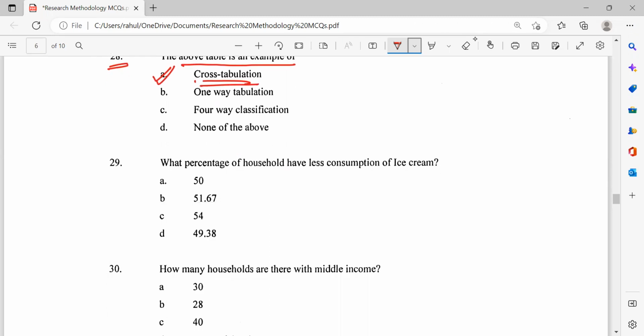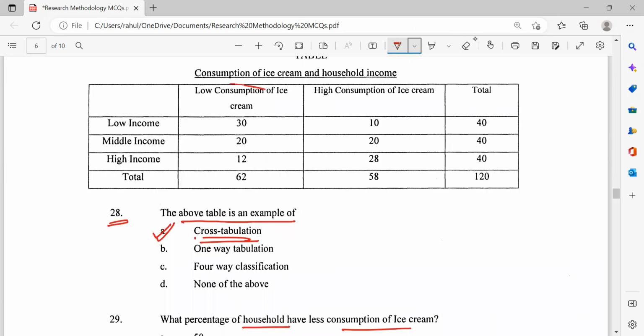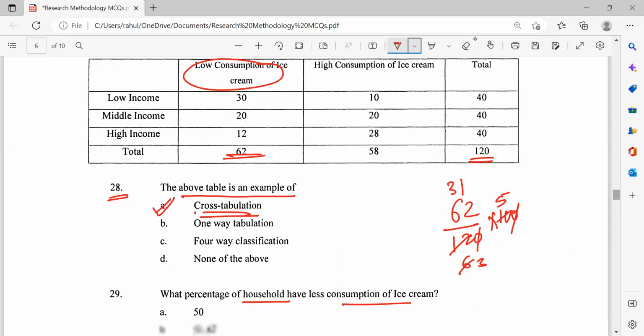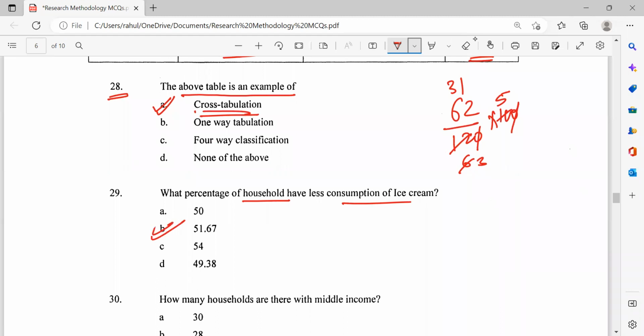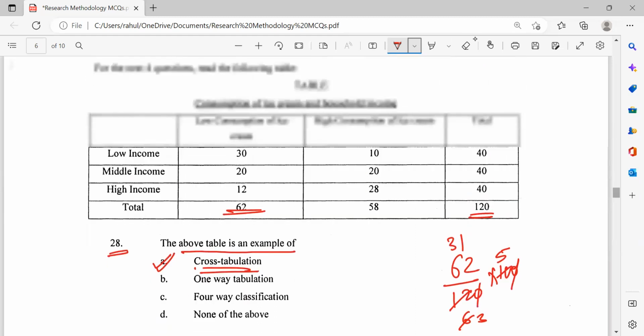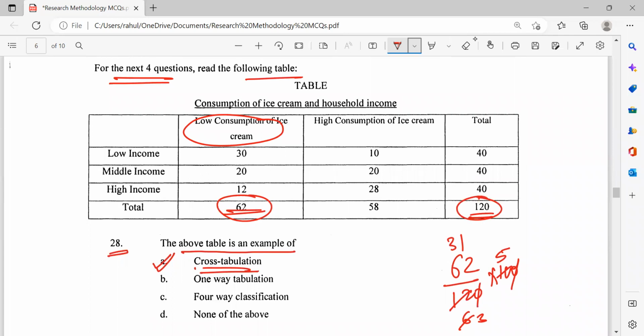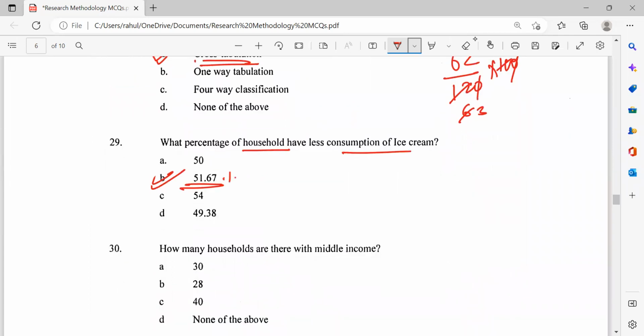Question number 29. What percentage of households have less consumption of ice cream? Less consumption of ice cream is 62 out of 120. 62 out of 120 multiplied by 100. If you multiply it, approximately you are going to get nearby 51. So option B is the correct answer, 51.67. The percentage of households with less consumption of ice cream is 62 divided by 120 multiplied by 100. You get it in terms of percentage, right?